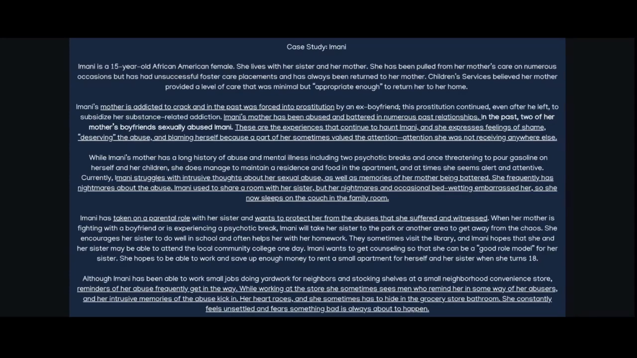So she has a lot of memories, intrusive thoughts about the abuse. And that's when it says Imani struggles with intrusive thoughts about her sexual abuse, that is actually speaking to the intrusive symptoms, the unwanted upsetting memories. The difference between unwanted upsetting memories and flashbacks: the unwanted upsetting memories are the intrusive replaying of these situations.